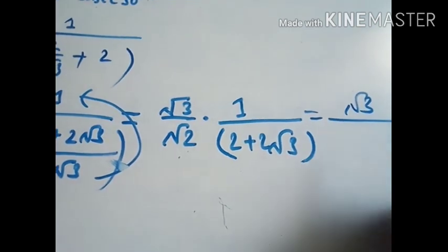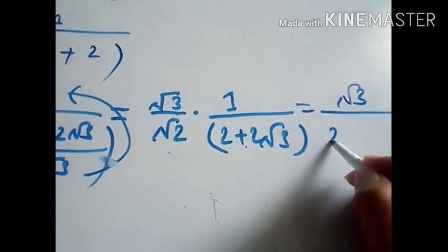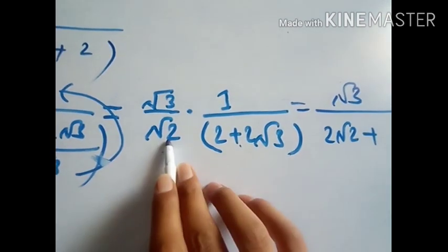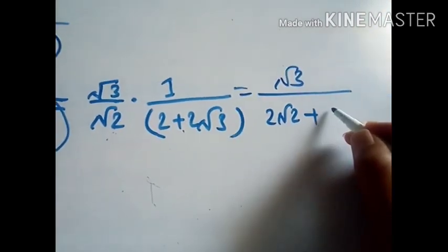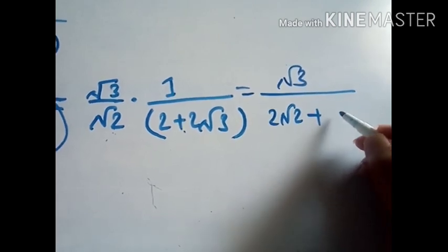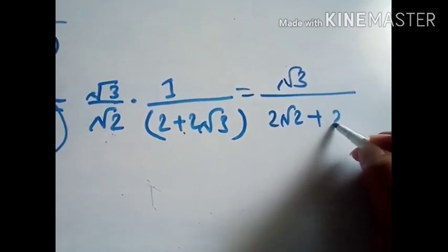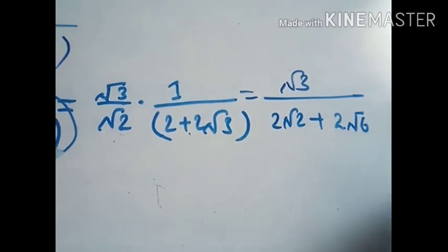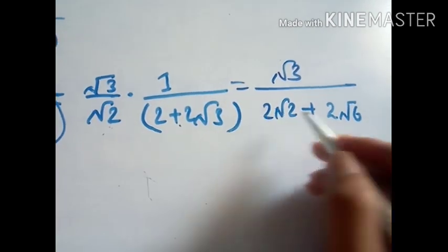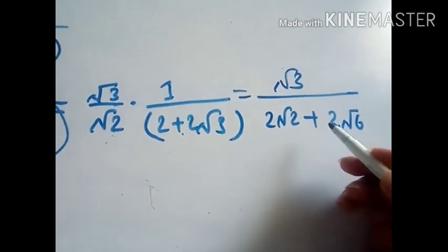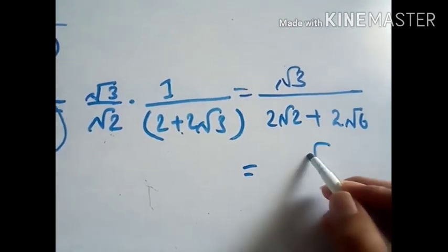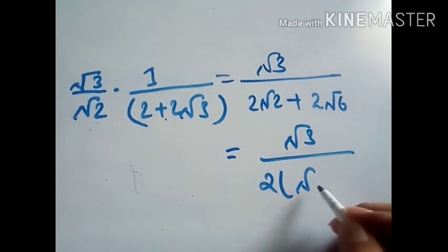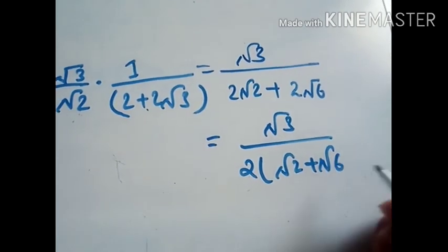Root 3 whole upon root 2 multiplied with 2, this becomes 2 root 2, and 2 root 3 multiplied with root 2 becomes how much? Good, say yes, 2 root 6. So here 2 and 2 both are the constant, can be taken out, so let us make them common. Root 3 upon 2 times root 2 plus root 6.